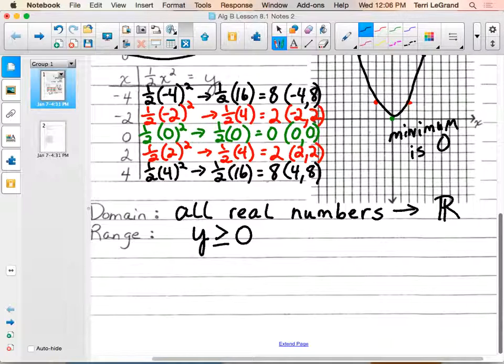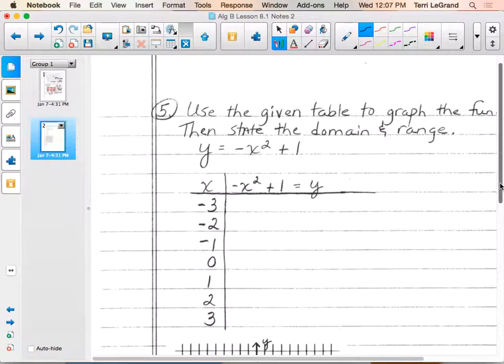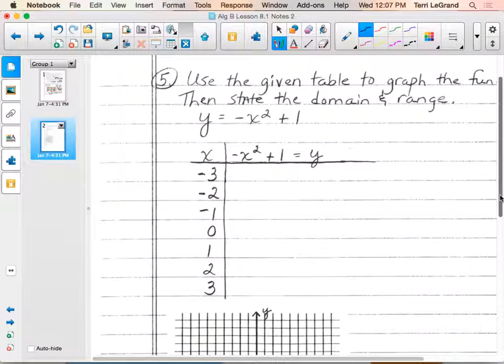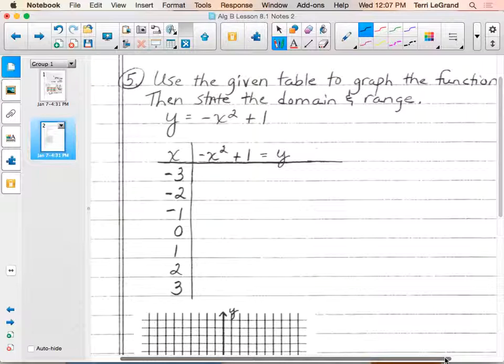Will the range ever be all real numbers? What do you think? No, it's always got to stop and turn. It's always going to hit a minimum, or it's always going to hit a maximum. Okay? Okay, let's go to the back and see what we've got to do. It says, use the given table to graph the function, then state the domain and the range. So it looks like we get to do one more together here before we call it quits, because we need just a little more practice.